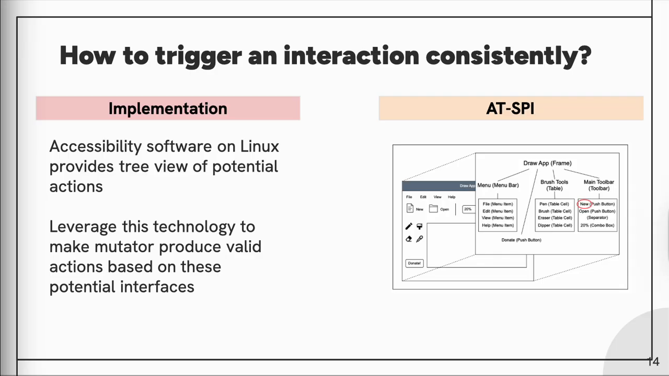And then the ATSPI tree is also repolled after each test to see where the potential next actions can occur. And then the mutator selects a value from those potential actions based on what's possible in the current environment. So it tries to maximize the chance of having a meaningful interaction with what is currently possible to do on the screen.